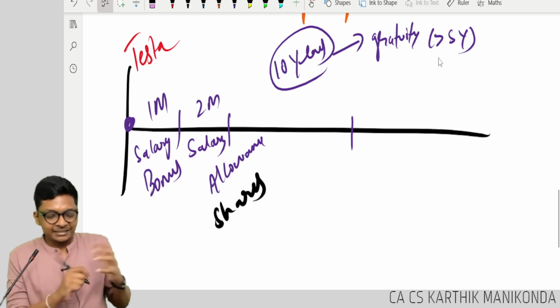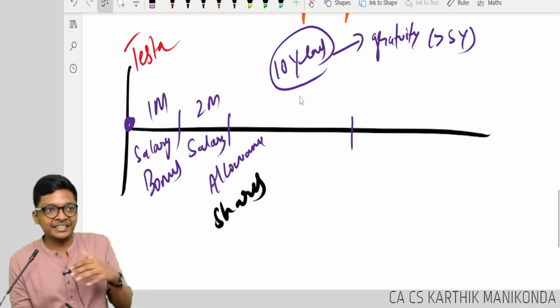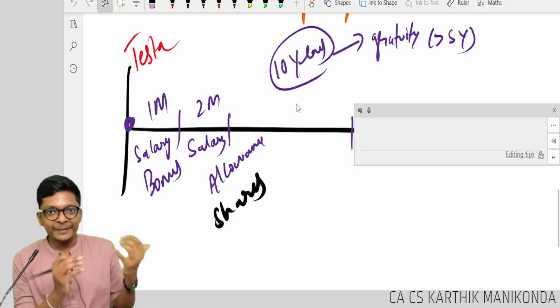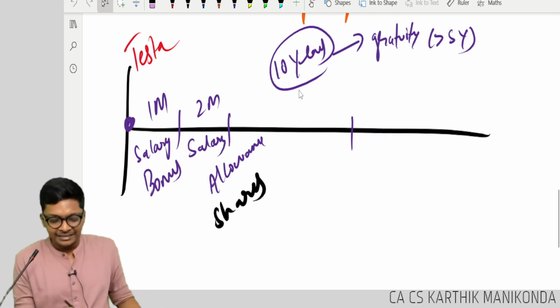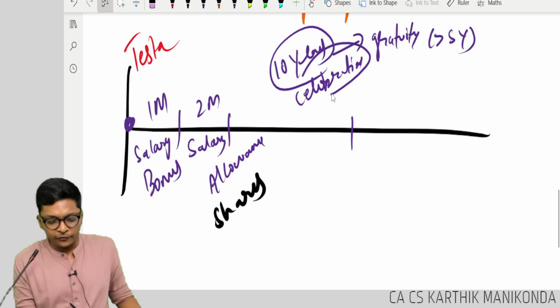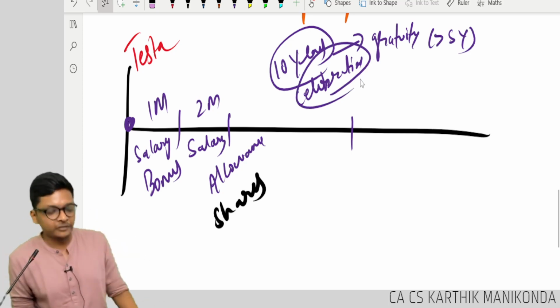Because he worked 10 years, they have a Jubilee celebration, 10 years Jubilee celebration, celebrating 10 years of Rajaram and Tesla. So we have those celebrations. Are you following, guys? Like this, lot of things will be there.